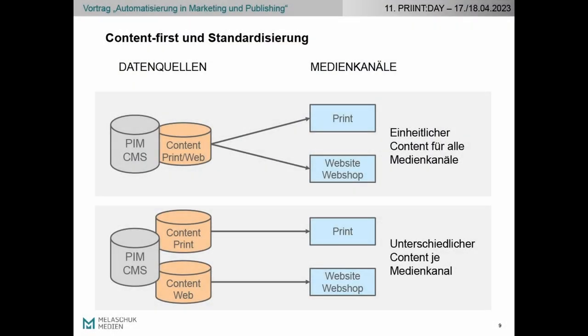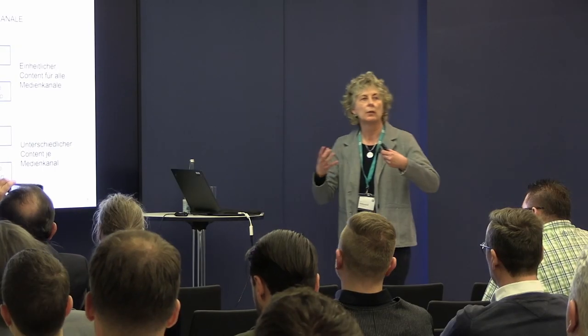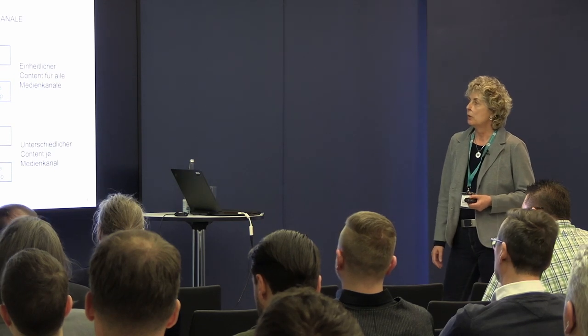And I have two different approaches available here. Either I can say I have one and the same content structure for my individual media channels. I have print and web here in the chart, but you can have more. Or I have different content structures, which I have to maintain specifically to the media channel.